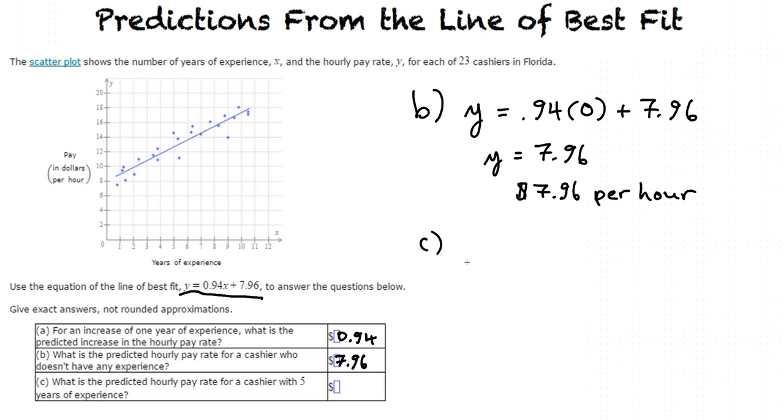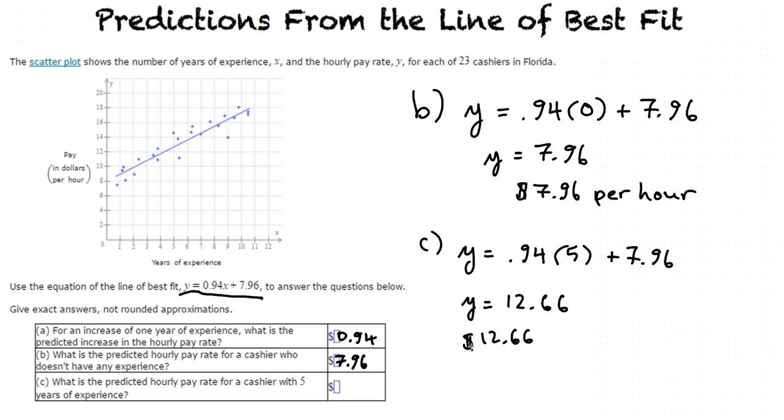Exactly. We'll plug in 5 for X to get Y equals 0.94 times 5 plus 7.96. After doing the math here by multiplying 0.94 times 5 and adding 7.96, we get Y equals 12.66. Therefore, the hourly pay rate for a cashier with 5 years of experience is $12.66 per hour.